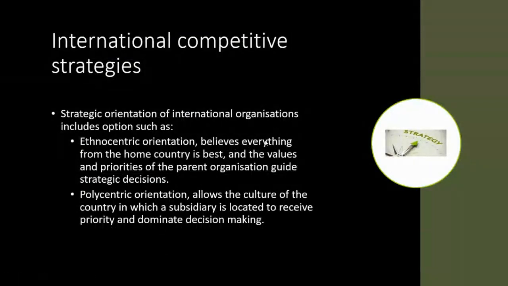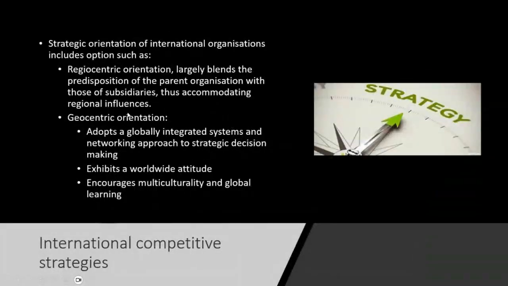Guys, in terms of international competitive strategies, ethnocentric orientation means our country's values and culture dominate. American firms are like that. What is American is best. Polycentric, where if we settle in a country, we allow the values, traditions and laws of that country to dominate. Regiocentric, where we take different regions and we create standards for those regions. And then geocentric is where we adopt a worldwide attitude.